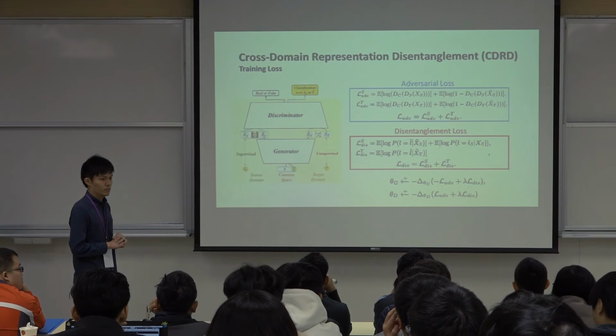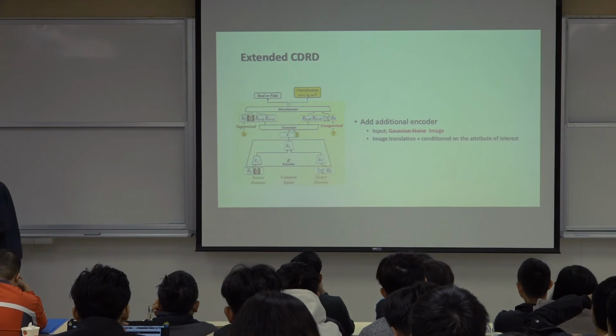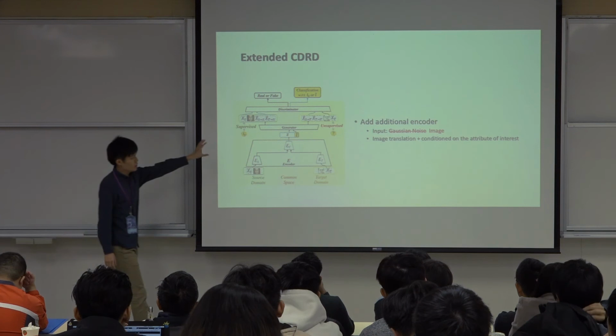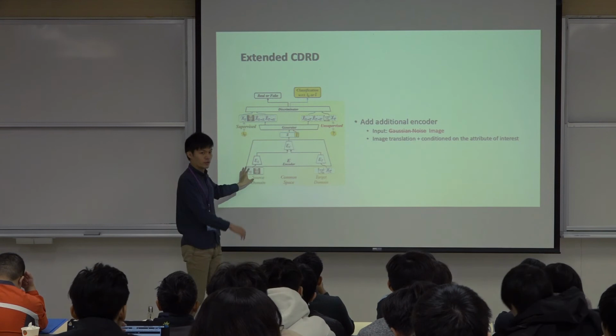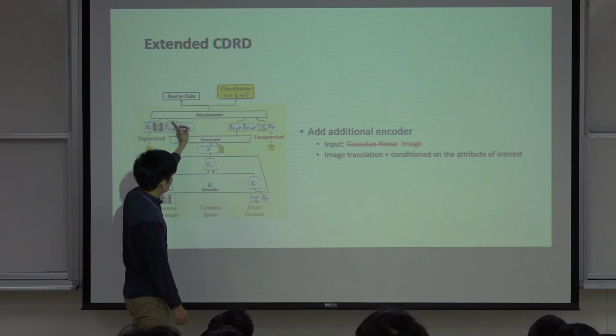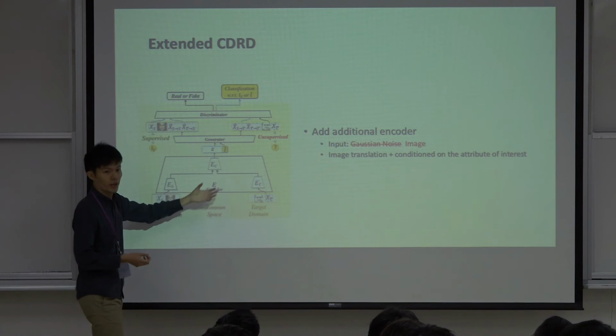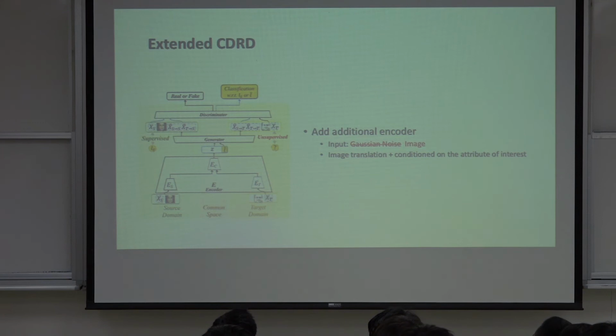Another question is, where does your image go in? So you mean for translation? That is for our extended version. We add an additional encoder right here so that we can input the image. Okay, so you input the image and that goes into. This direction is the source to target translation. And this direction is the target to source direction. And you can change the L right here so that we can manipulate the image. And in the target domain, you don't have the ground truth for L, right? Yeah. Okay, cool.